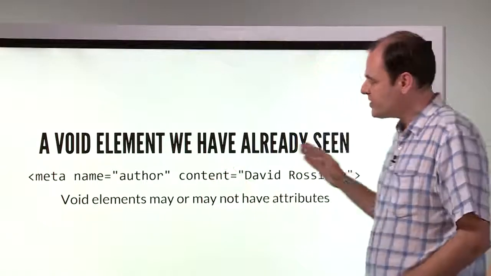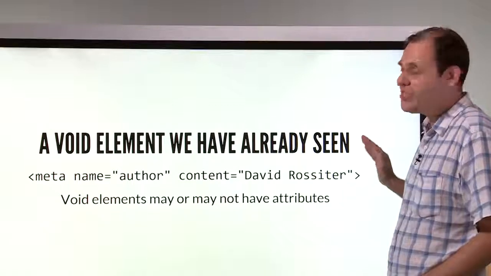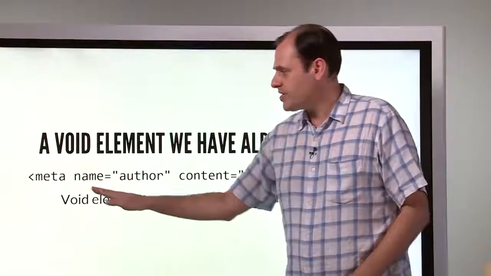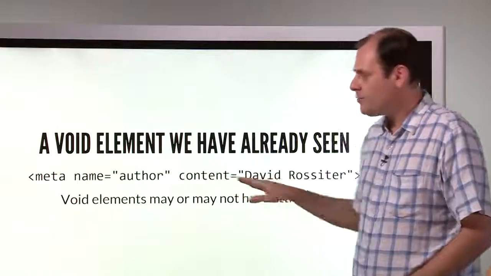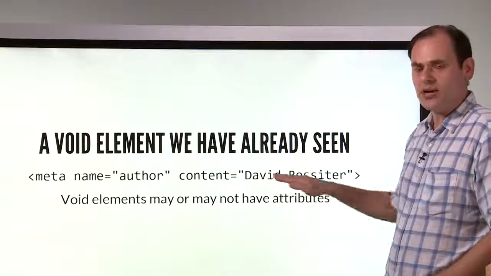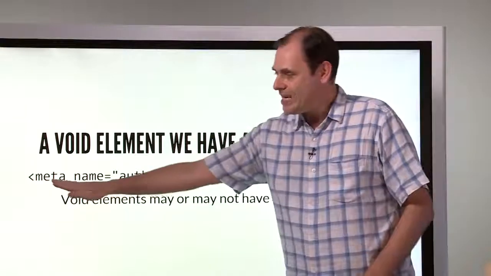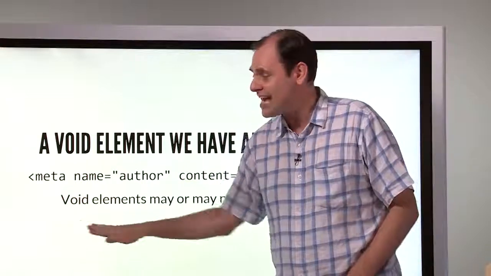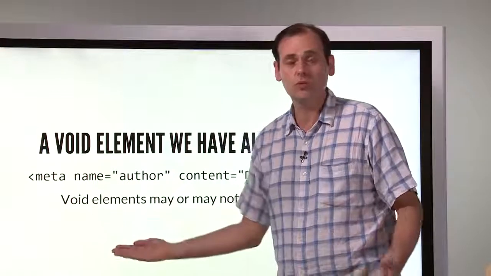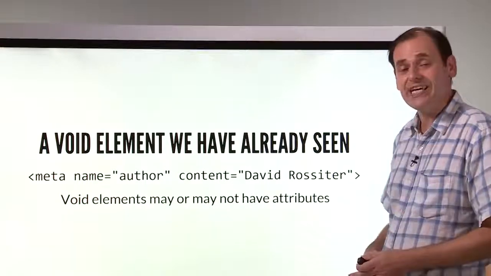An example we've already seen is the meta element, which we put in our header a few videos ago. We said, give this information to the browser, such as the name of the person who made the web page, and so on. That is a void element. That's the entire element. There is no slash meta later on. That's the whole thing.